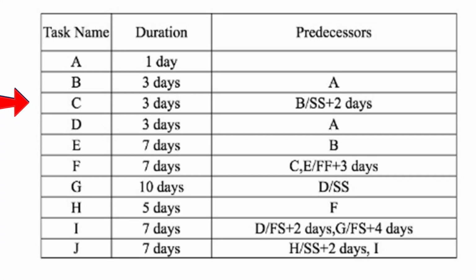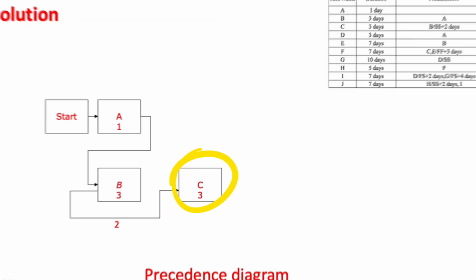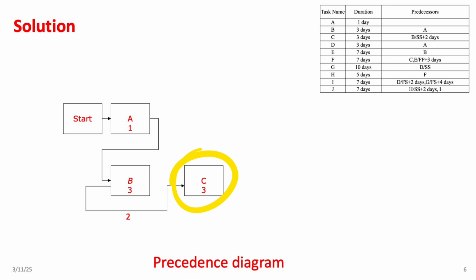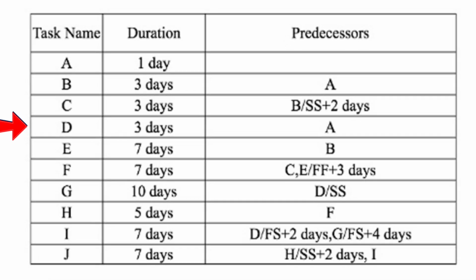Next, let's take a look at activity C. It also has a 3-day duration and is preceded by activity B. However, in this case, the relationship is an SS, start-to-start dependency, with a 2-day lag. Remember, for SS logic, we draw an arrow from the start of the predecessor, activity B, to the start of the successor, activity C.